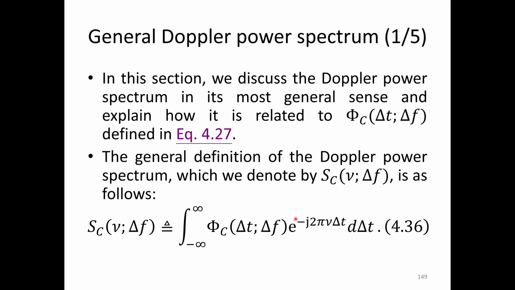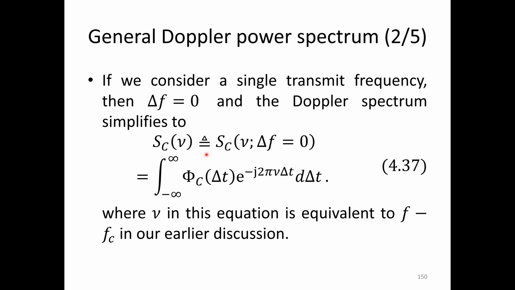Okay, so in the previous equation, that is equation 4.36, we can delete the variable delta F. So we know that it is equal to the integral from negative infinity to infinity of capital phi c of delta T times exponential negative j2 pi V delta T d delta T. So capital Sc of V is the Fourier transform of capital phi c of delta T. Of course, the Fourier transform is taken on the variable delta T.